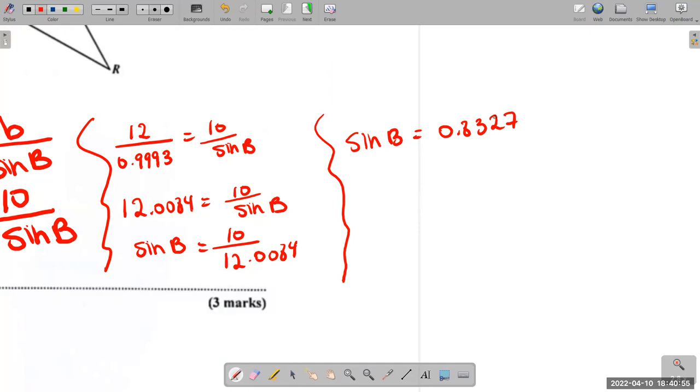So let's go. Thank you, guys. From here, what do we do next? Did they ask us for sine B? No, they did not. They asked us for angle B. So to get rid of the sine, we do sine inverse on both sides. So B is equal to sine inverse. Calculator people, get to work.